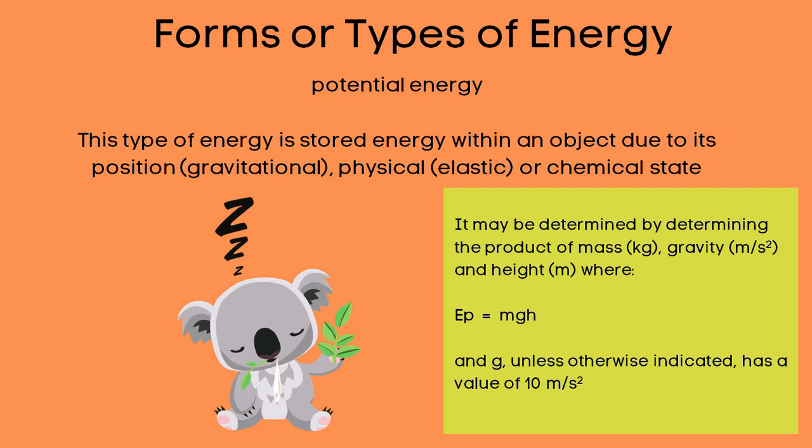Potential energy. This type of energy is stored energy within an object due to its position, gravitational, physical, elastic, or chemical state. It may be determined by determining the product of mass in kilograms, gravity in meters per second squared, and height in meters, where EP is equal to mgh, and g, unless otherwise indicated, has a value of 10 meters per second squared.